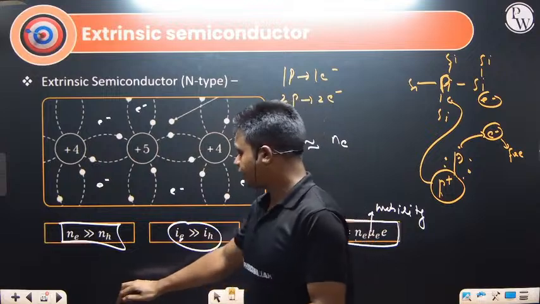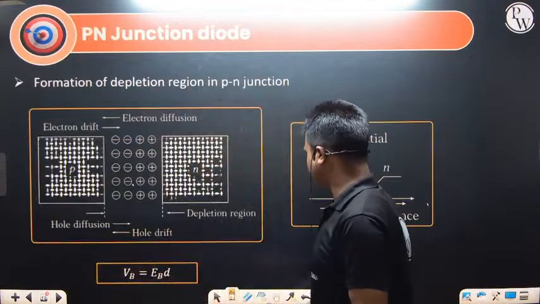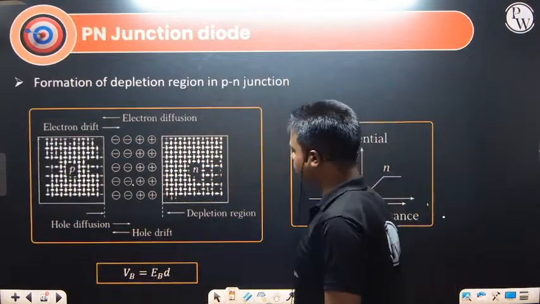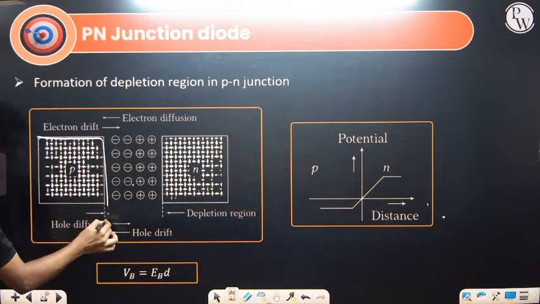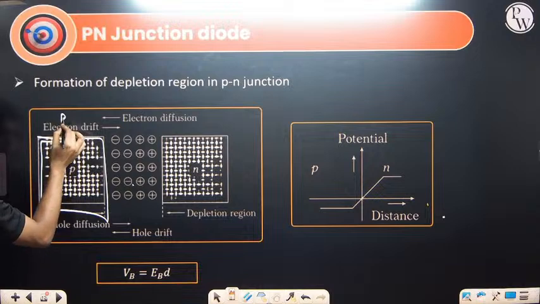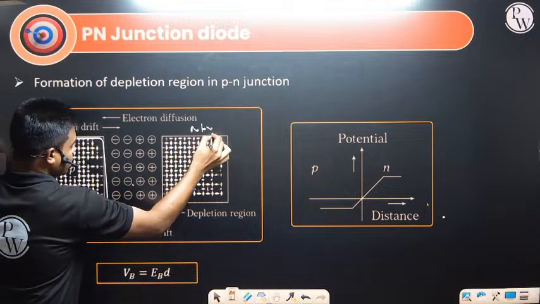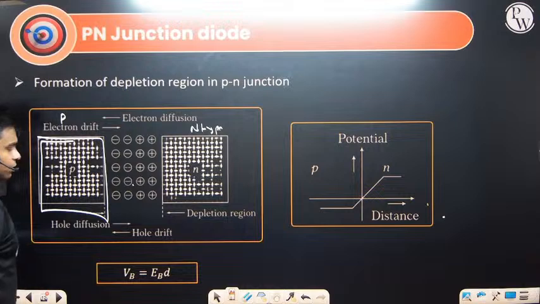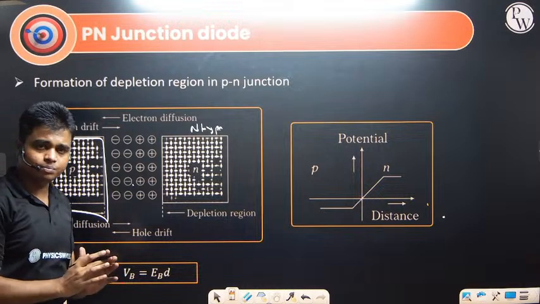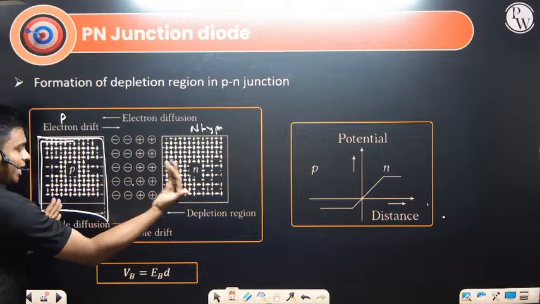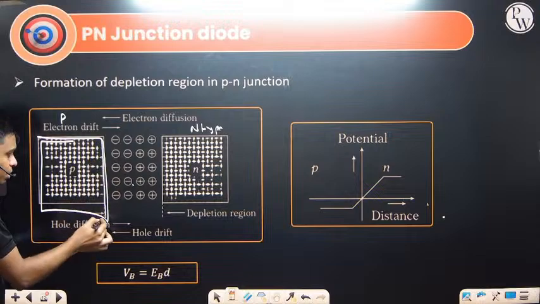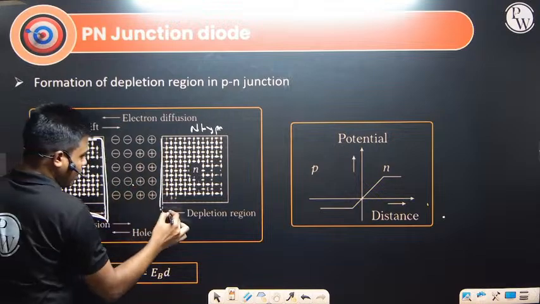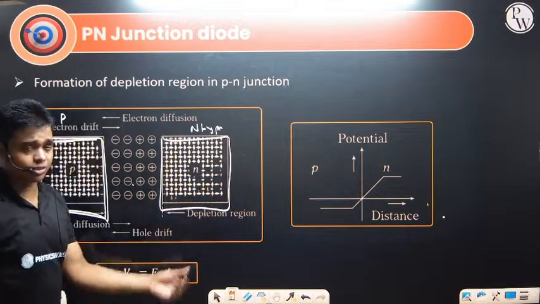The p-n junction diode will be formed when, on this side, we have p-type semiconductor, and on this side we have n-type semiconductor. So a p-n junction diode is formed when p-type and n-type semiconductors are brought closer to each other. On this side there are more holes, and on this side there are more electrons, because this is n-type.